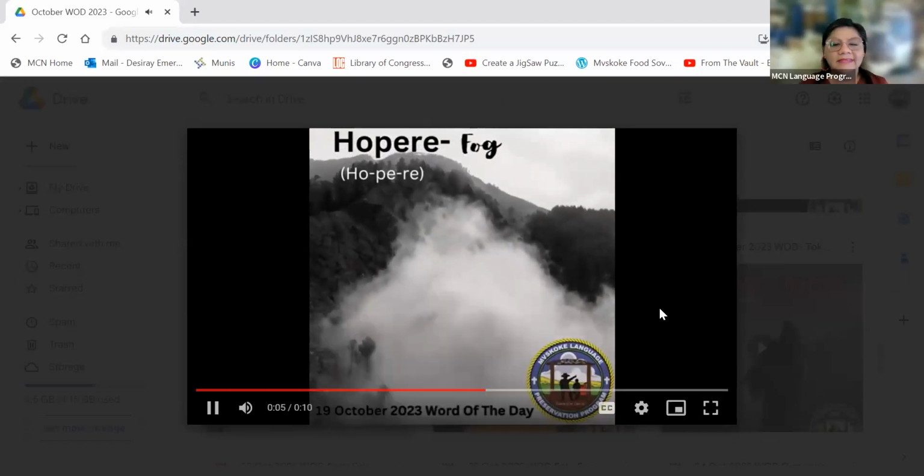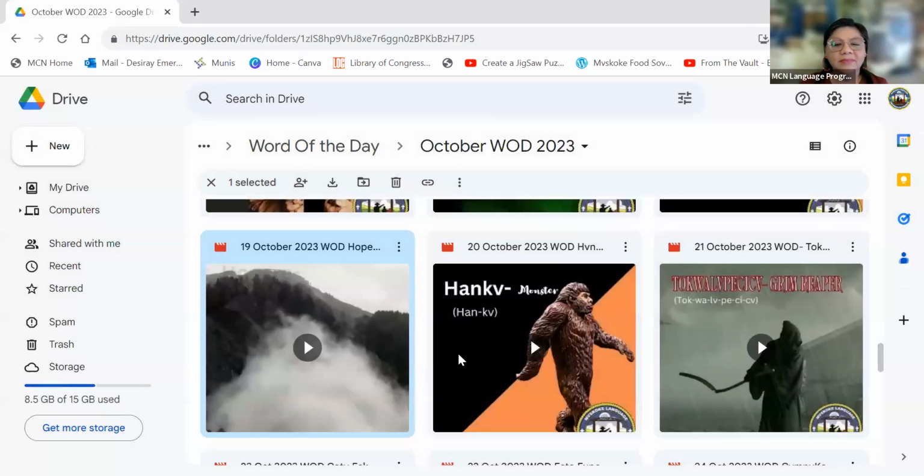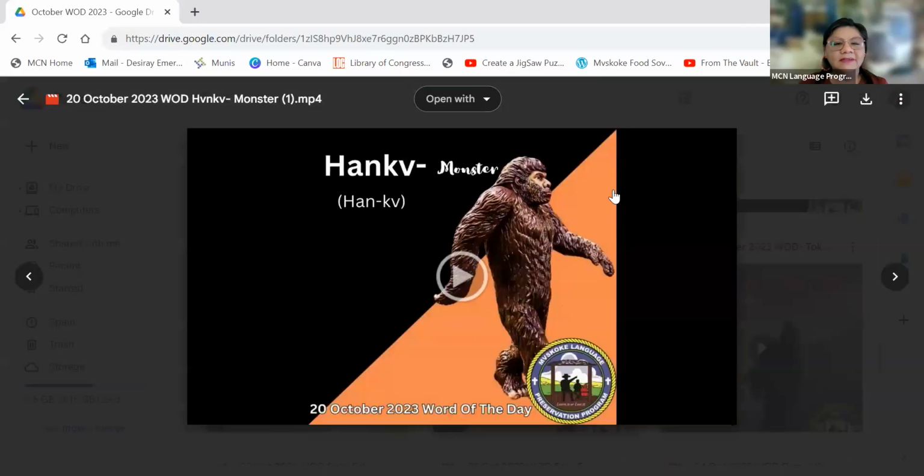Obisi, fog. So in the program, they had fog. I just love that black and white image moving.